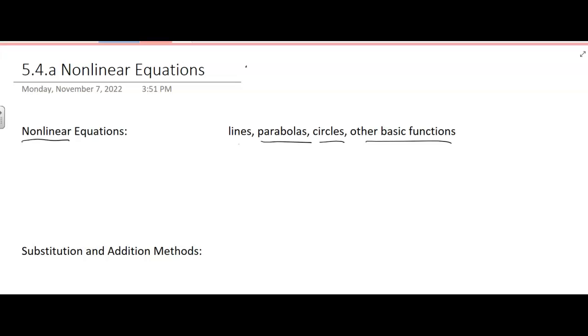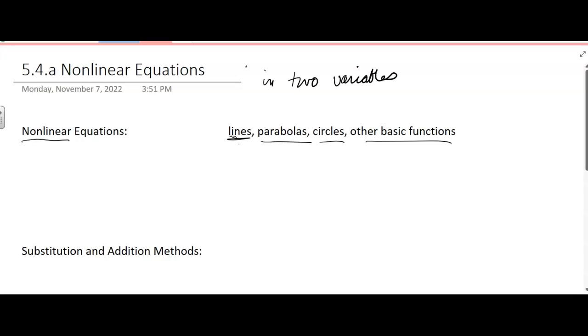Okay? Now, we're not going to see a lot of different examples probably in this section, but it is something to talk about. We are still in two variables. So you don't have to worry about being in three variables. So we'll be in two variables. And sometimes we will still have a line.